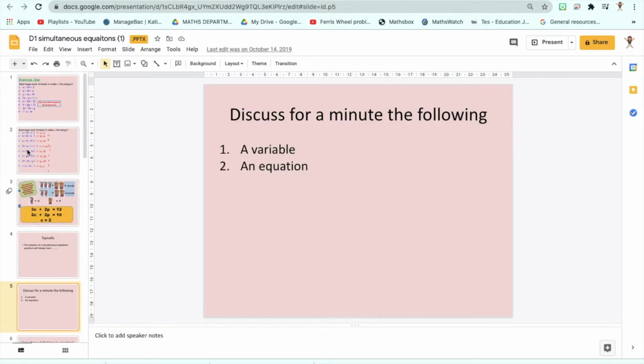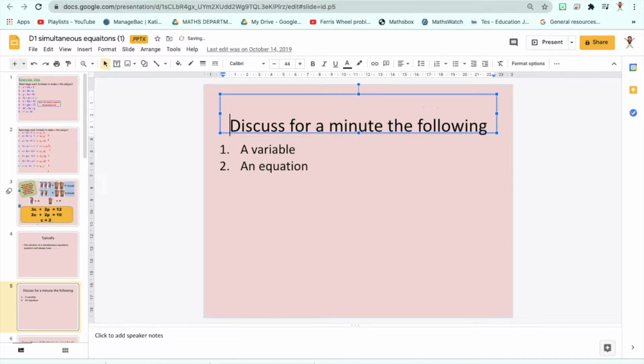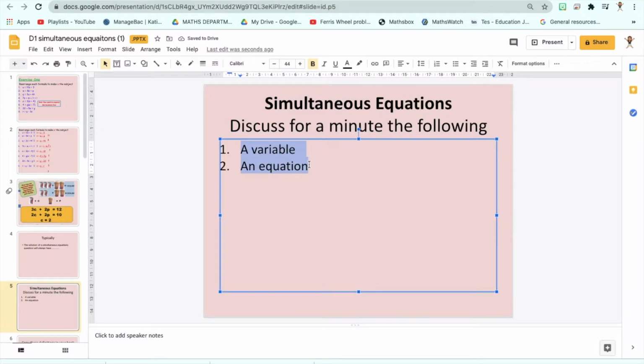Simultaneous equations are. So what I'd like you to do is write down the title for today, which is going to be Simultaneous Equations. Once you've done that, please pause the video and have a think about what the difference is between a variable and an equation.